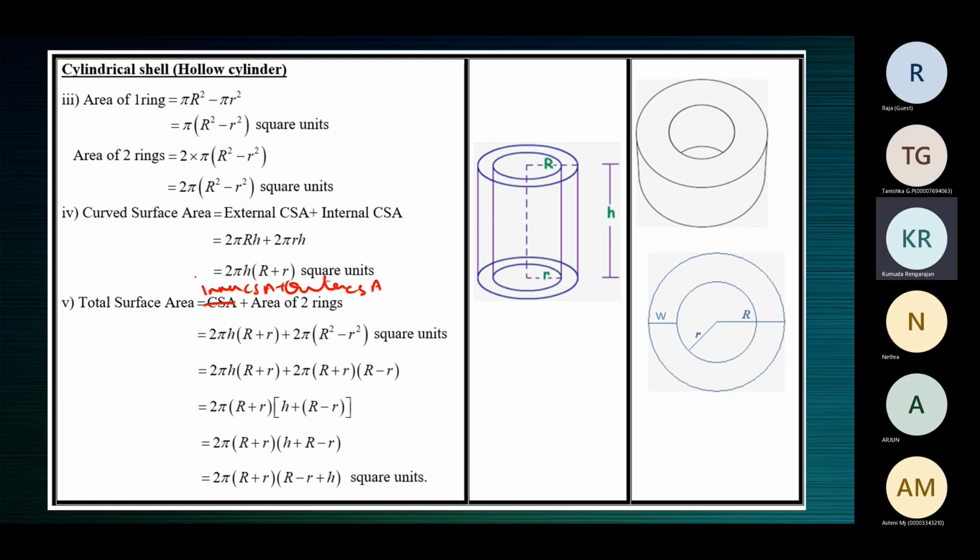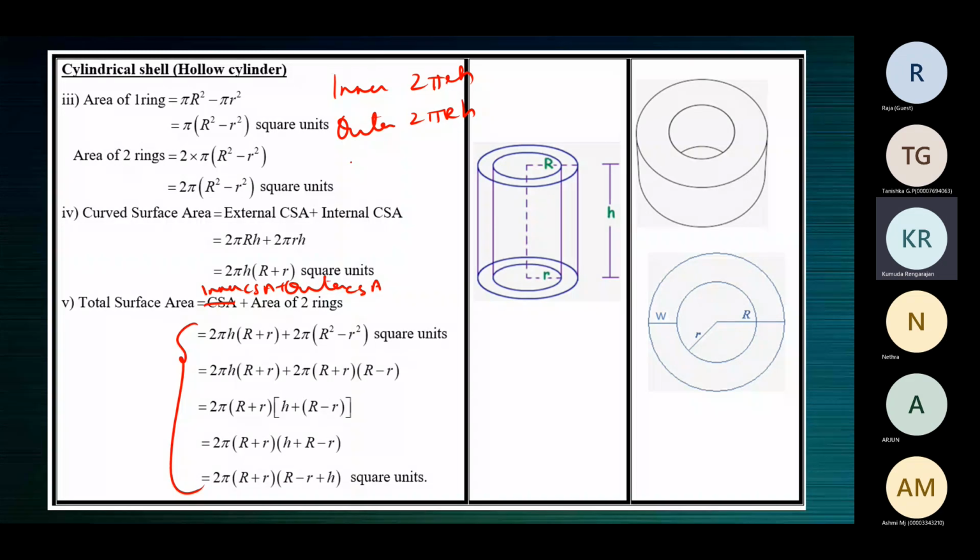You don't have to memorize this formula, children. Today I'll not tell you this, because maybe it's too much for today. You can find it separately. How? If you have to find the total surface area, find the inner CSA, 2 pi rh. Then find the outer CSA, which is 2 pi capital Rh.